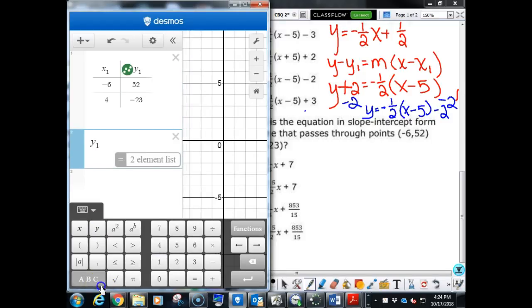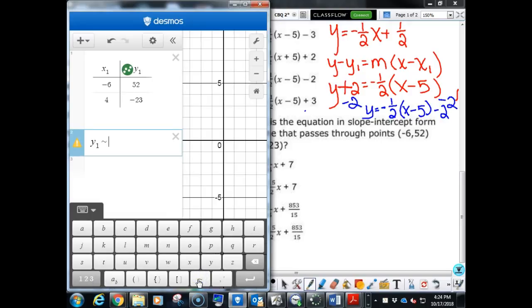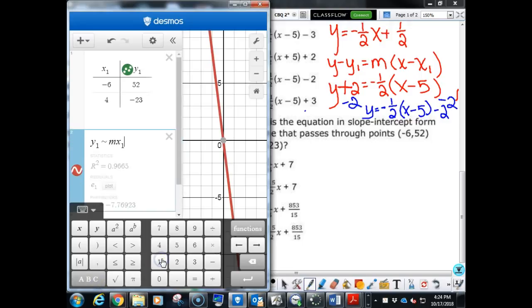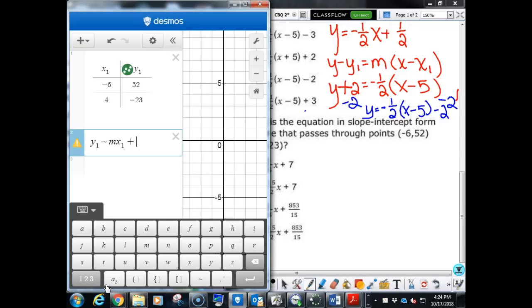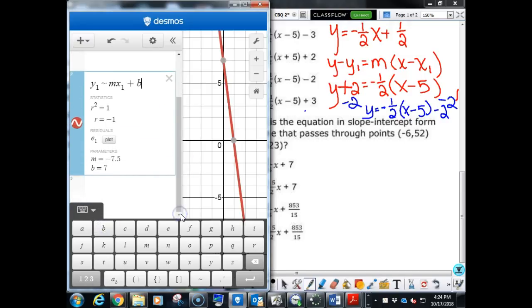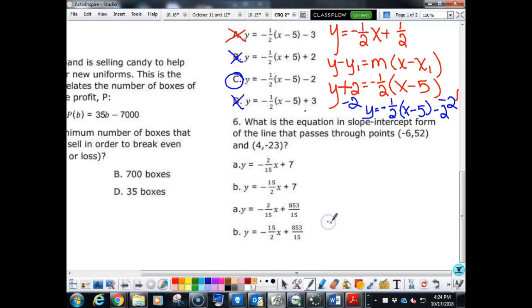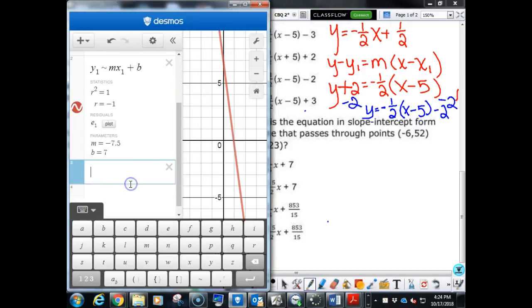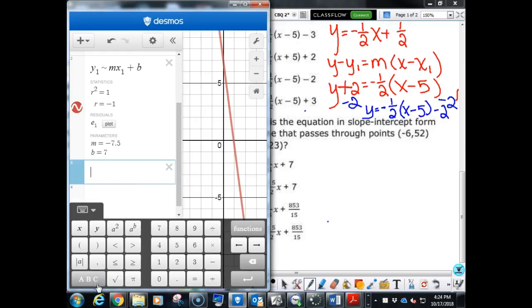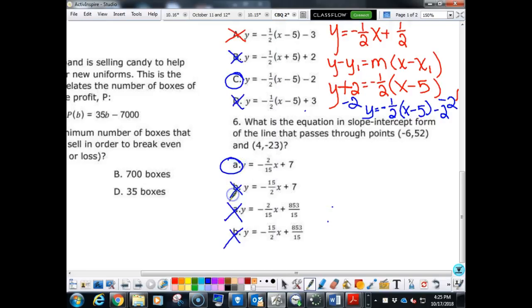Okay, so same thing. You're going to do y1, go to the ABCs, is approximately m x1 plus b. Okay, so then they give you m equals -7.5 and b equals 7. Alright, let's see. So b should be 7, so these two are incorrect. And then I need to just check which one is -7.5. So I'm going to check -15/2, and I believe that one should be it. So -15 divided by 2 is -7.5. So correct answer is A. Again, you can graph this to see if they match.